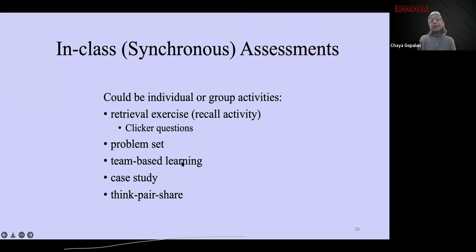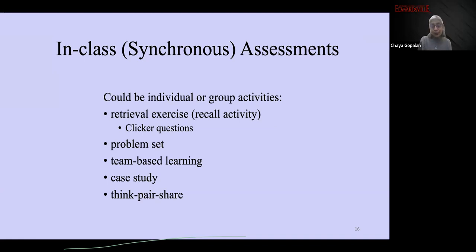Team-based learning. This is another session for us to talk about another time. This is a very organized group study pattern that I use all the time, and my students like it. So it's really a good situation for students. A case study is always a good one. Team-based learning can incorporate cases too.